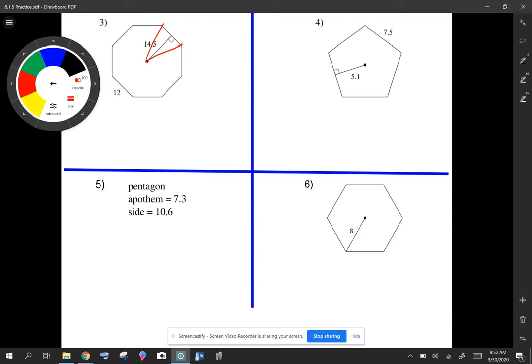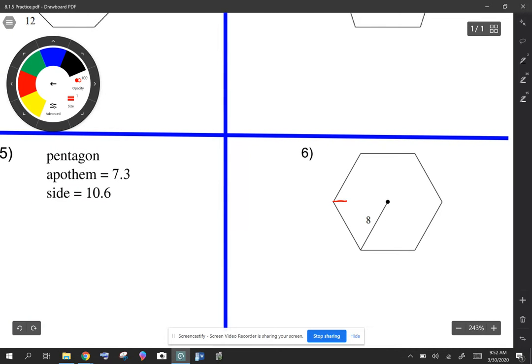Number 6 does require an extra step. We know that this is 60 degrees because it's a hexagon. 360 divided by 6 gives us that number right there, which means this is 60 and this is 60. So you need to do an extra step to find your height and base. And I will post the answers for this, but no worries if you can't get that down. We'll continue to practice with it.